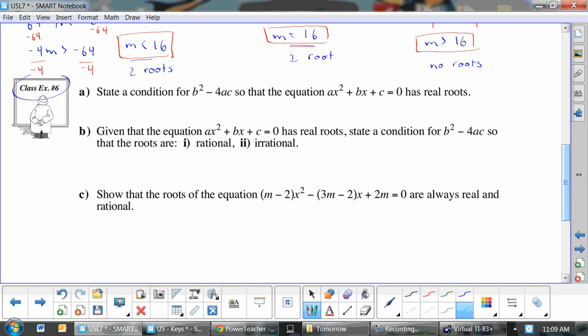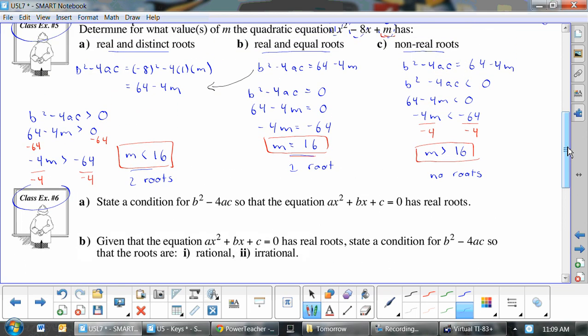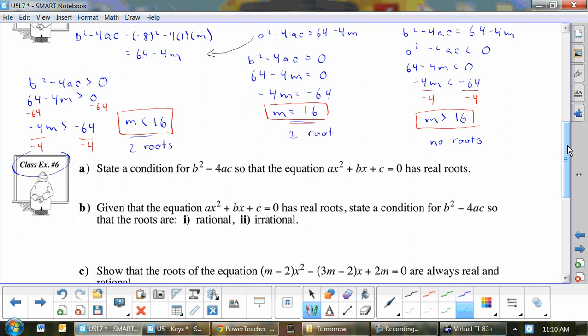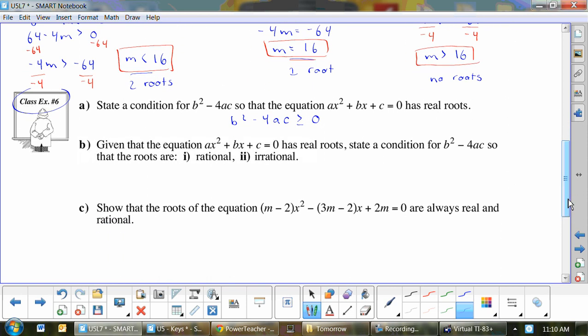For number 6, this one's kind of tough. They say state a condition for the discriminant so that the equation ax squared plus bx plus c has real roots. So we know real roots is when the discriminant is greater than 0 or equal to 0, right? The only time we don't have real roots is if the discriminant is less than 0. So we go b squared minus 4ac must be greater than or equal to 0. Okay? Then they say given that the equation ax squared plus bx plus c is equal to 0 has real roots, state a condition so that the roots are rational and irrational.